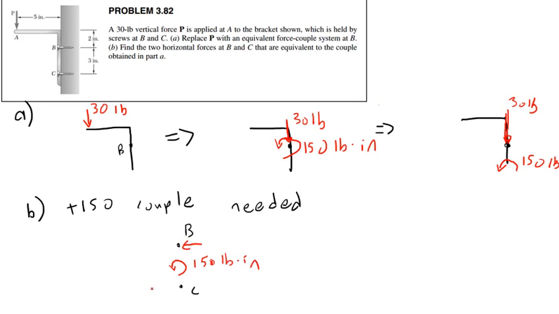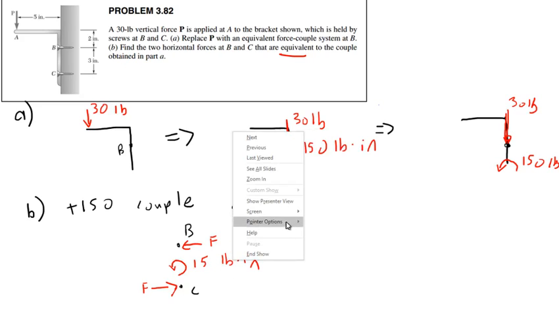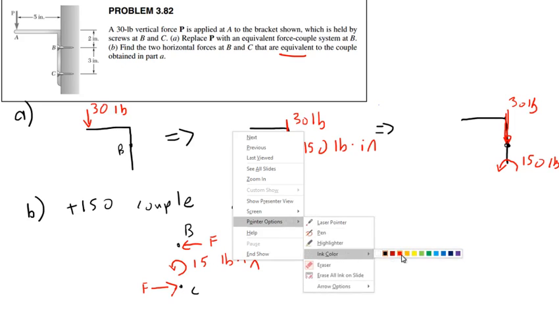We have to be careful of what we're asking for. So we have a force here and a force here. Again, it's asking for two forces that are equivalent. If it were asking for two forces that will resist this, I would want it going the other direction. This force and this force together are going to create counterclockwise rotation, just like this 150-pound-inch couple will. So we're trying to find an equivalent system, not a balancing system.